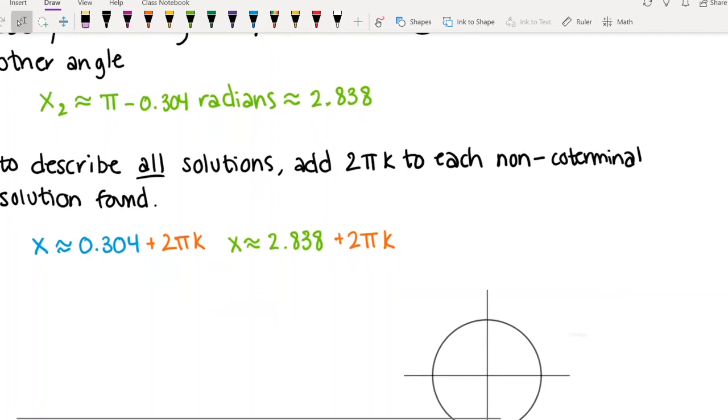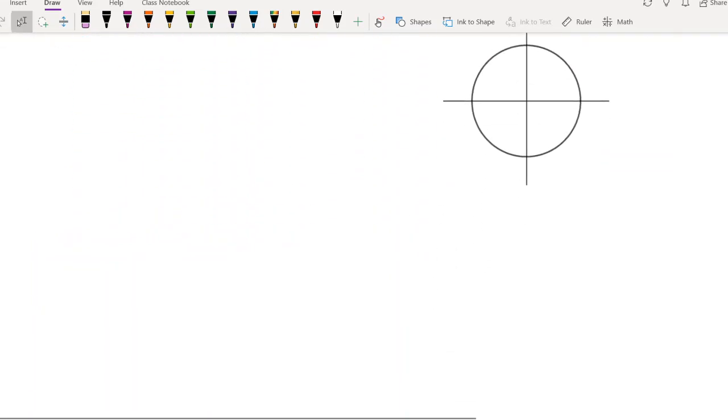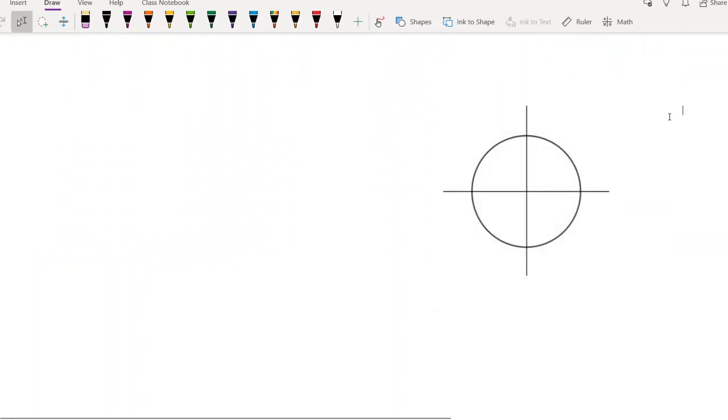Okay, so let's do another example. This next one's going to be pretty similar, and then we'll see one that brings in something a little bit different, and another one that also brings in something a little different. So the first one we're going to do is 4 times sine of x minus 3 is equal to 0.